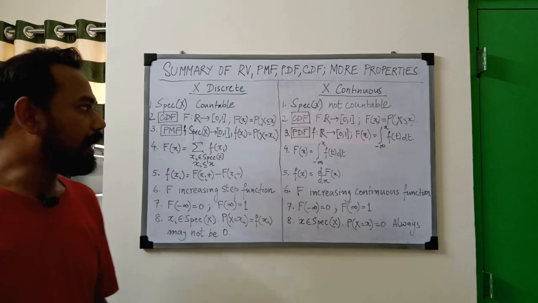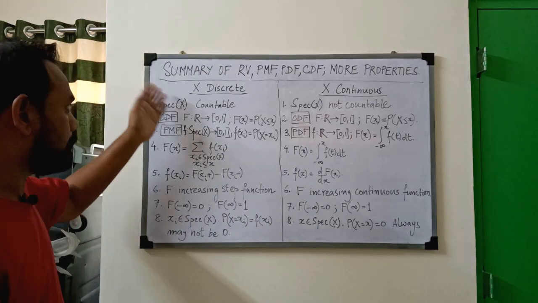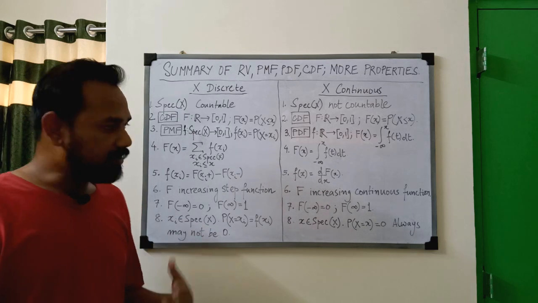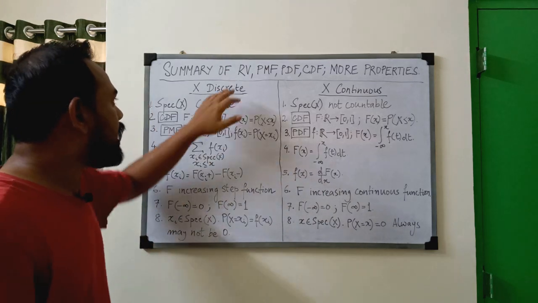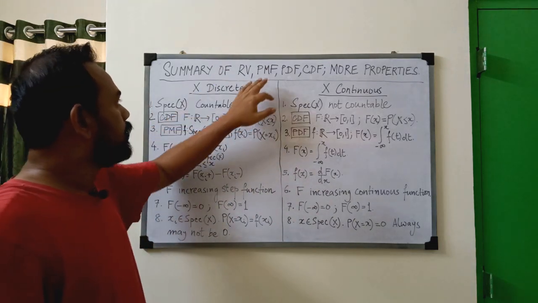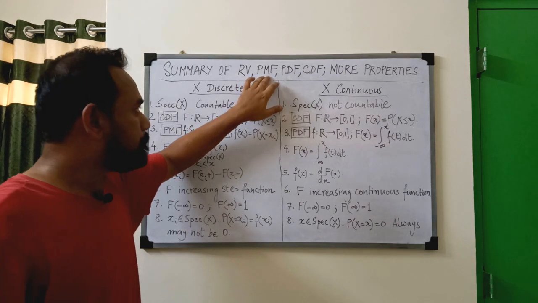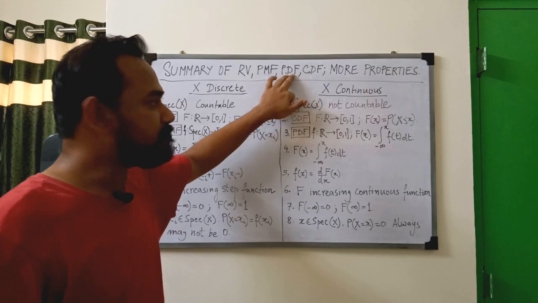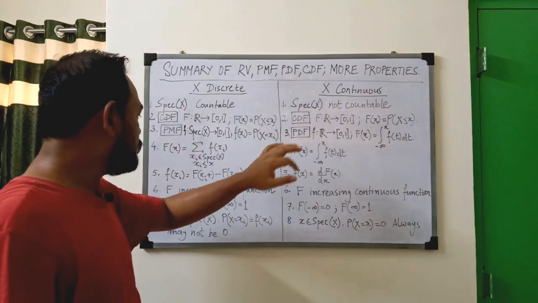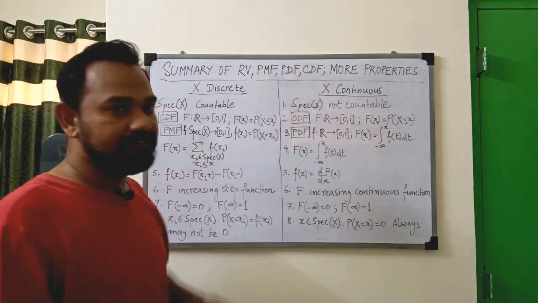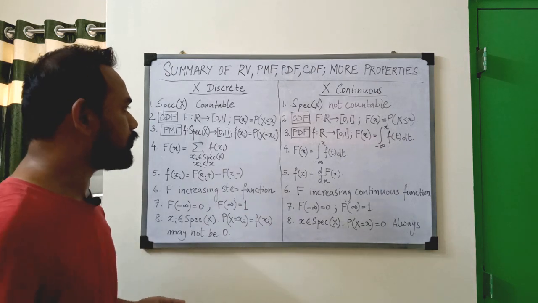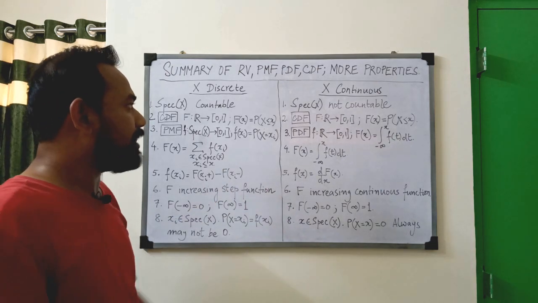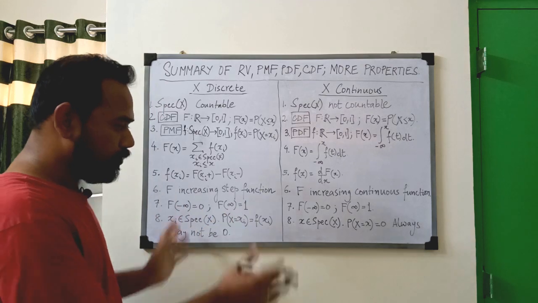Hi, so welcome back. In this lecture, we will go over the summary of the various concepts that we have learned in the last couple of lectures. So we had random variables, we had probability mass functions or PMFs for discrete random variables, we had PDFs or probability density functions for continuous random variables, and we had CDFs, which were cumulative distribution functions for both. And we will also learn a few more properties connected to all of these.